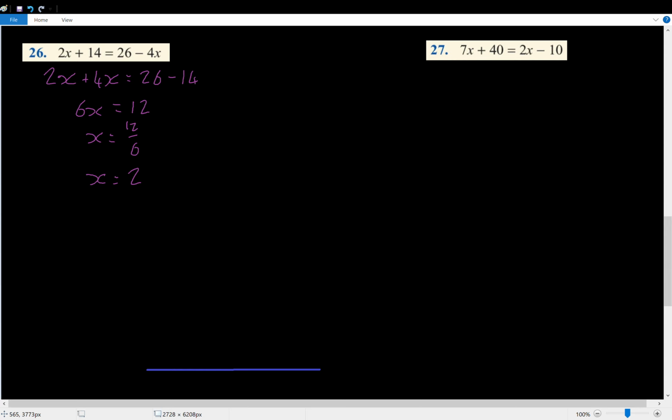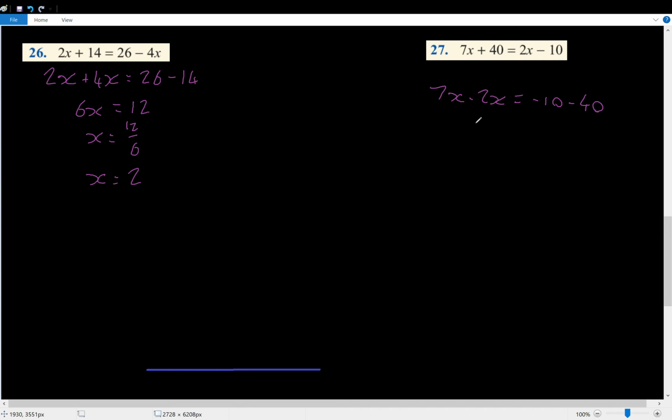And then we look to 27 and finish this out. We're going to bring our 2x over and our 40 over. 2x comes over and it becomes minus 2x. And when the 40 goes over to the right hand side, we get minus 10 minus 40.